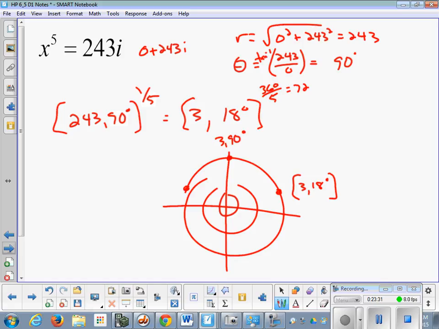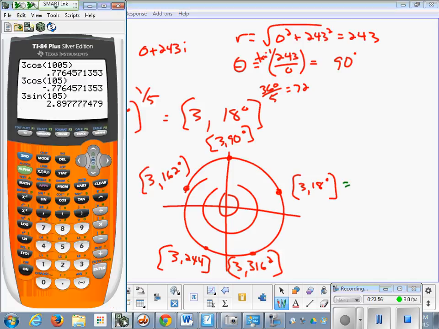So that puts me at 90, then add 72 to that, 162, add 72 to that, 234, and add 72 to that, 306. All right, 18. Oops, put my pen down. 3 cosine 18 is 2.85, 3 sine 18 is 0.92, 0.93, so I get 2.9 and 0.93.